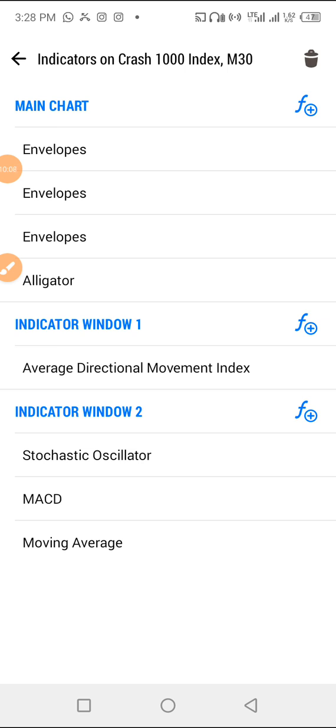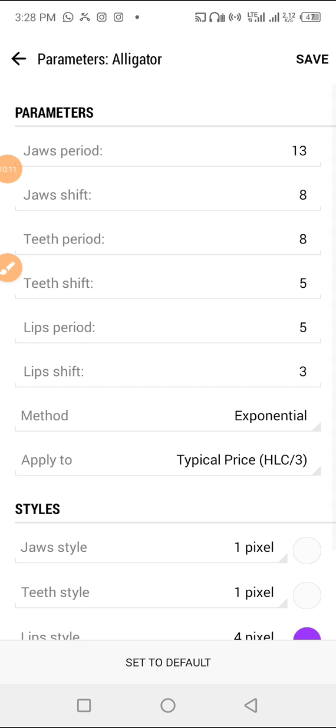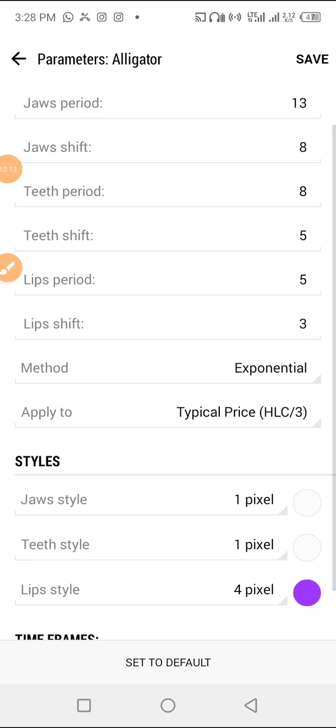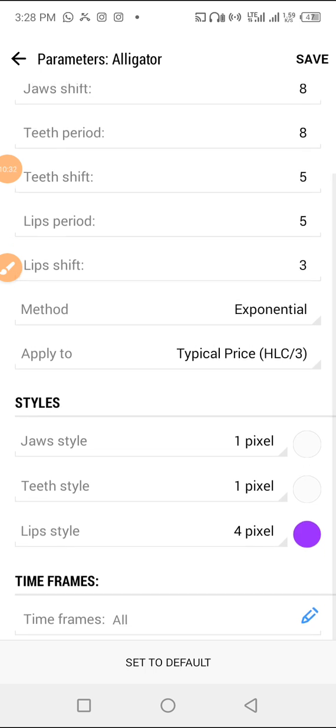Then Alligator. These are the settings: jaw period 13, jaw shift 8, teeth period 8, lip period 5, lip shift 3, method exponential, then apply to typical price. Your jaw style and your teeth style should be your background color, while the lip style should be any color of your choice. Then you click on save.